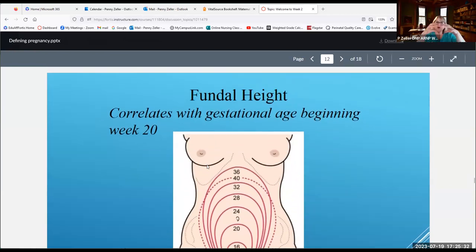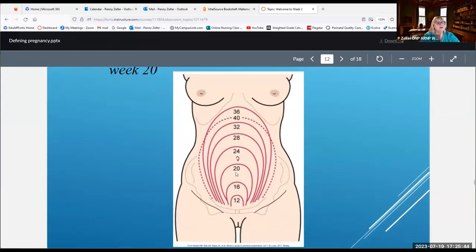So the top of the uterus is the muscle, the strong part of the uterus. We call it the fundus, okay? We can palpate it beginning around 12 weeks. And usually around 20 weeks, it's at the umbilicus, the belly button. And then we can begin to measure with our tape measure, right? Measure from the pubic bone to the fundus.